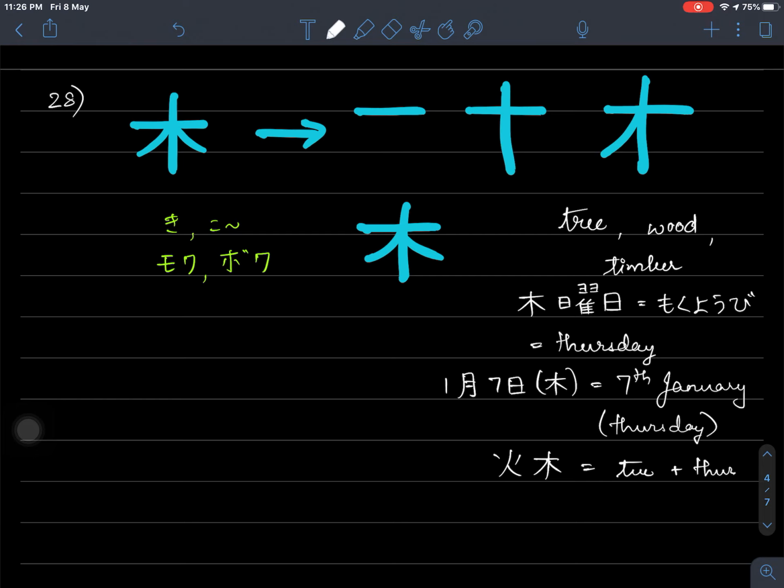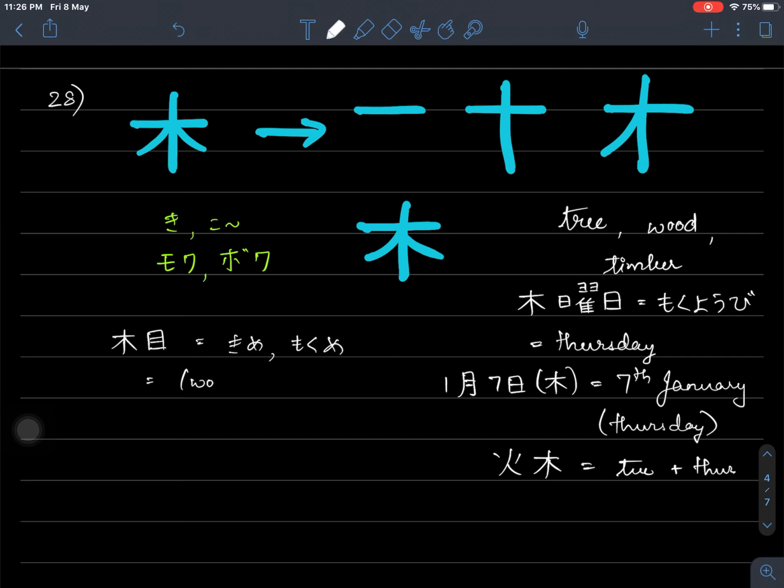Now, an interesting one. Now, how do you suppose they read this? They read this as kime or mokume, in which case they're talking about tree items. Now what do you imagine tree items to be? They're actually talking about the grain of the wood.